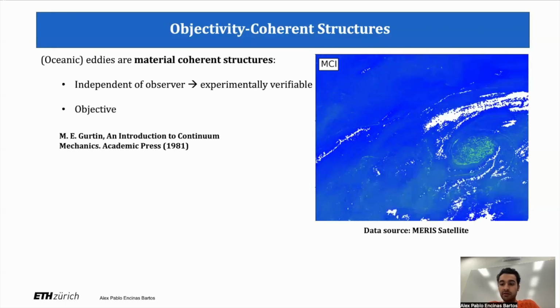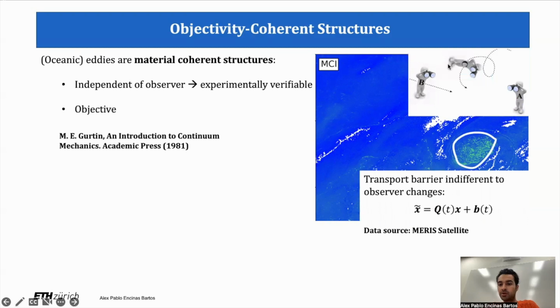Now, on the right-hand side, we can see a sargassum patch in the North Atlantic, and this high concentration of sargassum clearly indicates the presence of an eddy. So what this objectivity requirement implies is that no matter in which reference frame I observe this barrier, this transport barrier needs to be indifferent to observer changes of this type here, where Q is simply an orthogonal rotation matrix and b is simply a translation vector.